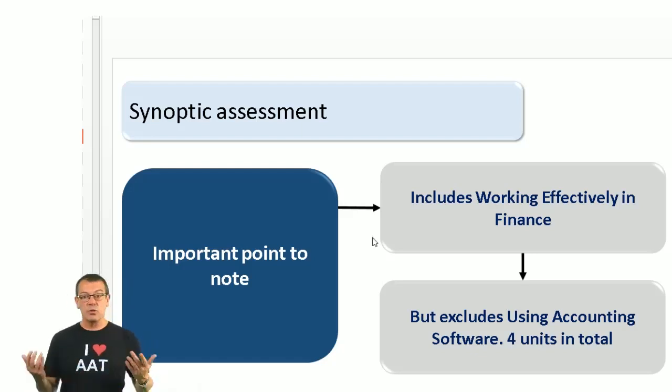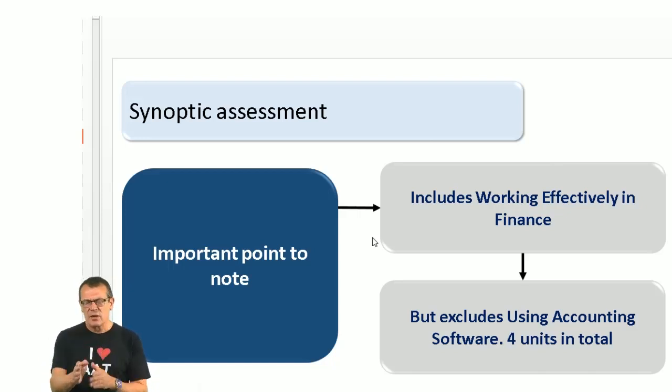Now the important thing to note, which is what I was establishing there, is that the Synoptic contains working effectively, but it doesn't contain the accounting software. And just a little bit more on the Synoptic, because working effectively isn't examined independently, what it does is it's the theme for the Synoptic. So you will have tasks in the Synoptic assessment which really are based on working effectively in finance. In other words, it's what you do in your everyday jobs, a lot of you, or what you could expect to do when you work in an accounting environment.